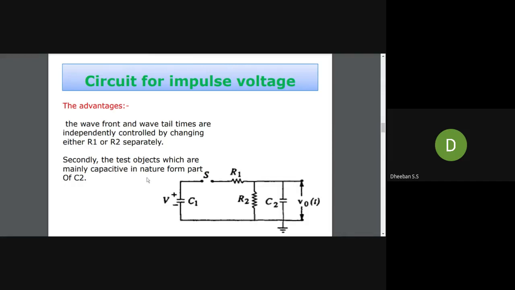The second point is that the test objects, which are mainly capacitive in nature, form part of C. So here you can take it as the indicator of your load capacitance.